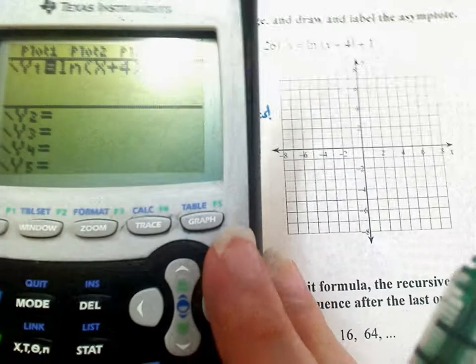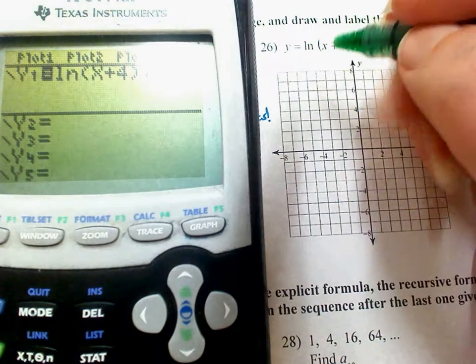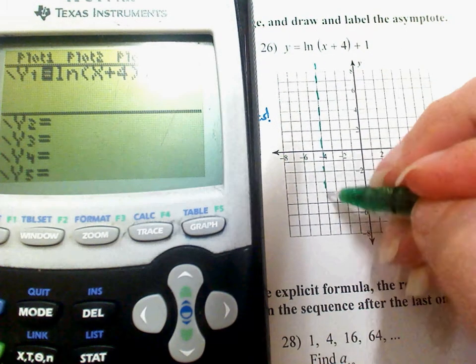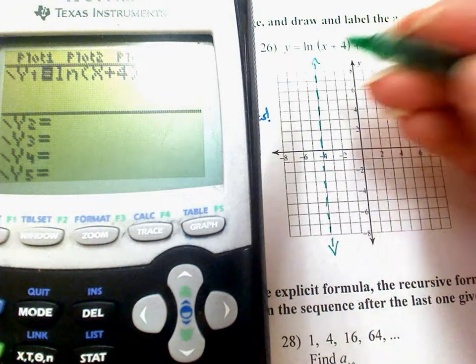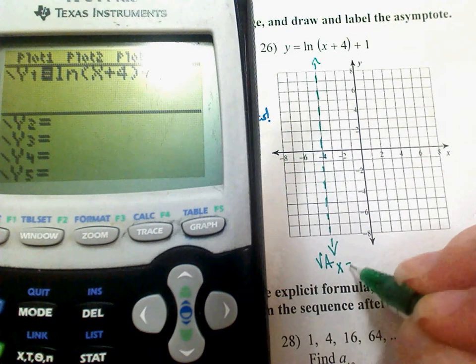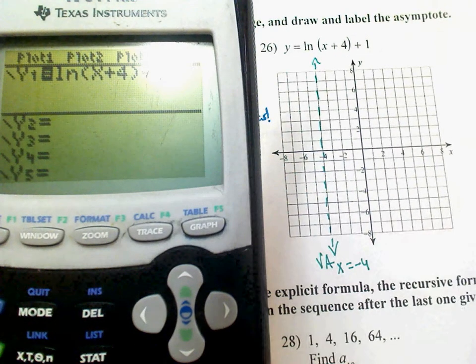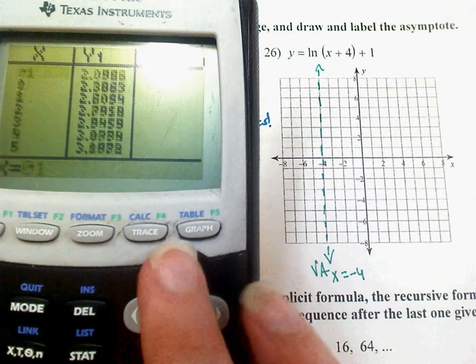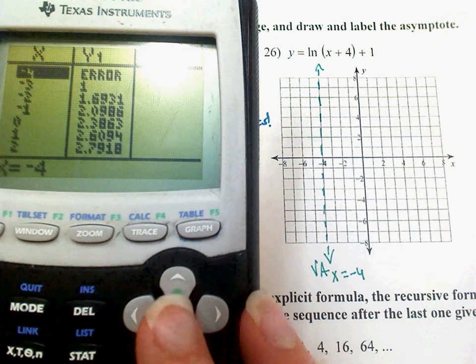But I know my vertical asymptote is over here at negative 4. So I'm going to go ahead and sketch that and label it. Vertical asymptote x equals negative 4. And I go to the table. So negative 4 is my first error message, and negative 3 is at 1.